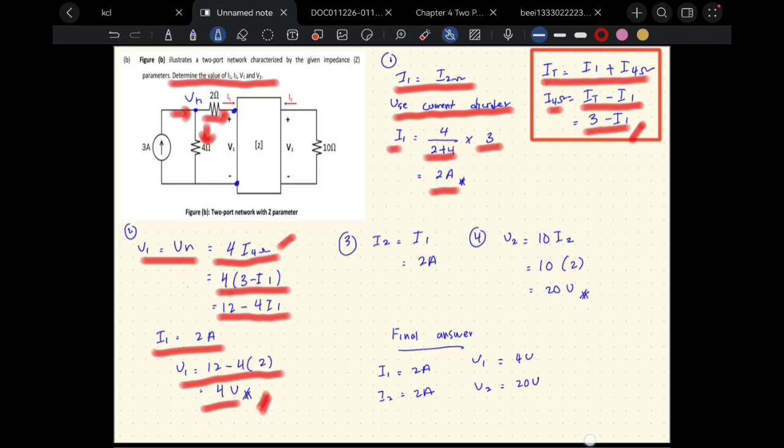So number 3 is I2. As we know from the circuit, I2 is equal to I1. So I1 here is 2 A and the same for I2, so I2 will be 2 A also. Number 4, find V2. From the circuit we know V2 is equal to 10 I2, and I2 here is 2 A. So 10 times 2, it will be 20 volt.